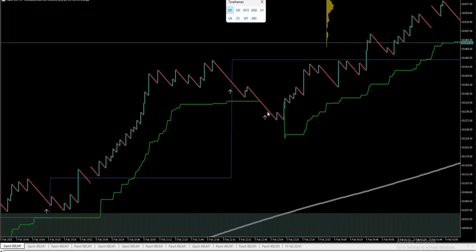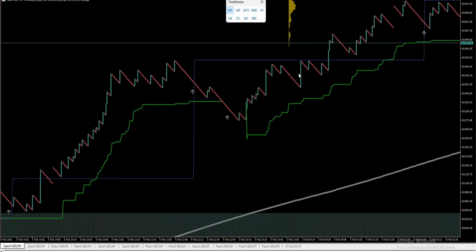Now the third trade entry is this. You are not going to take this trade because the arrow is supposed to pop up above the macro trend, which is the green line over here, and so you're not going to take this trade. You're going to let it go, though it's hit take profit over here, but let it go.